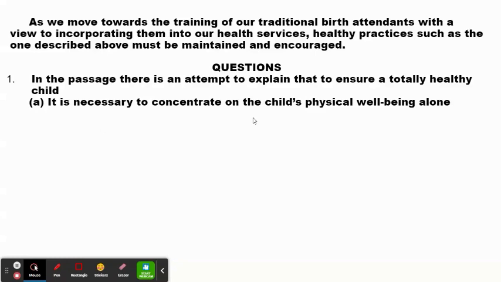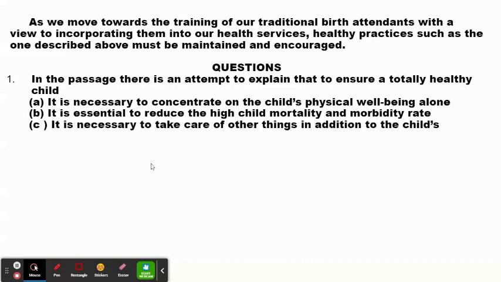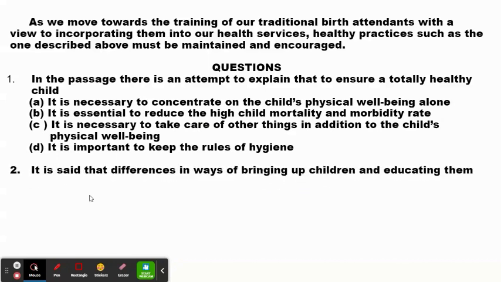Option A, it is necessary to concentrate on the child's physical well-being alone. B, it is essential to reduce the high child mortality and morbidity rates. C, it is necessary to take care of other things in addition to the child's physical well-being. D, it is important to keep the rules of hygiene. So when you read through the passage, you'll be able to pick the right option.